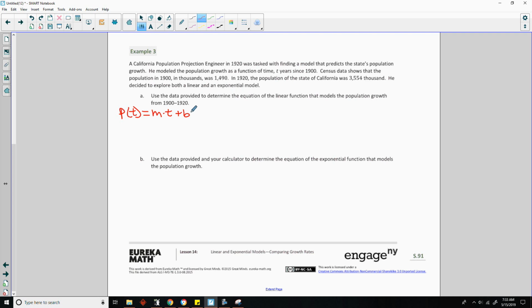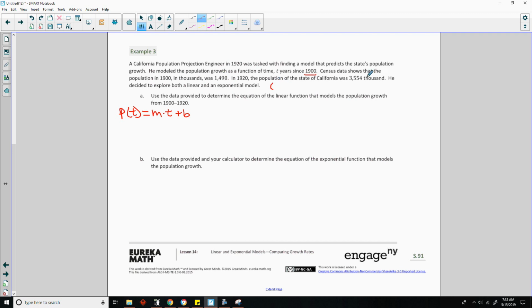B is what? Time 0, which is 1900. The population in 1900 in thousands was 1,490 in thousands. Okay? So that is the point 1900, comma, 1490.